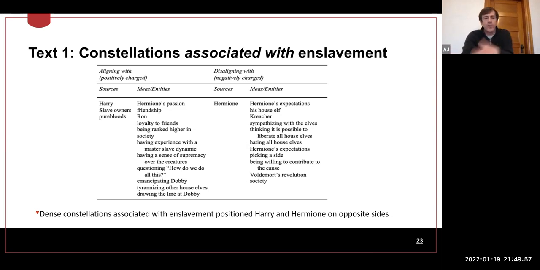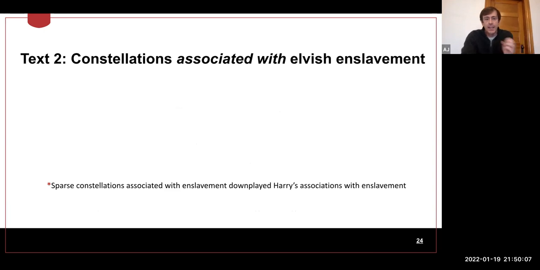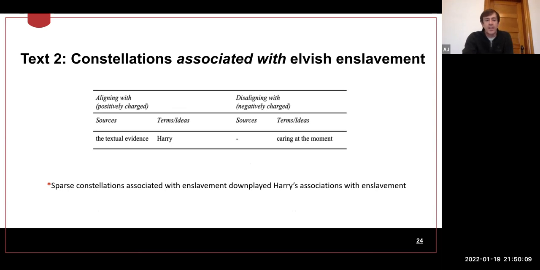And before moving to the constellations that are opposed to enslavement, I wanted to show just one example of a text that did not create dense constellations. So in this constellation associated with elvish enslavement, it's a very sparse constellation because it's downplaying Harry's associations with enslavement, and it barely discusses them at all.